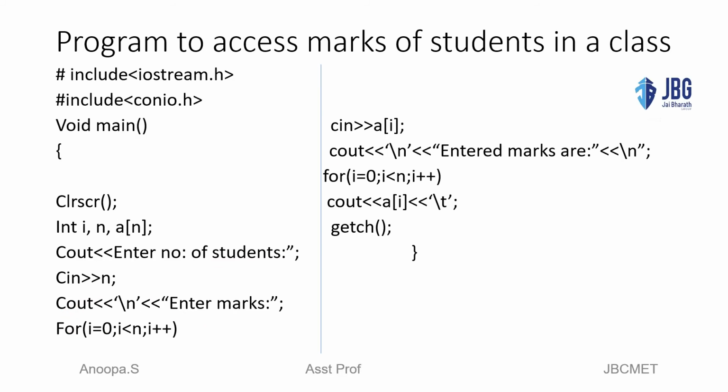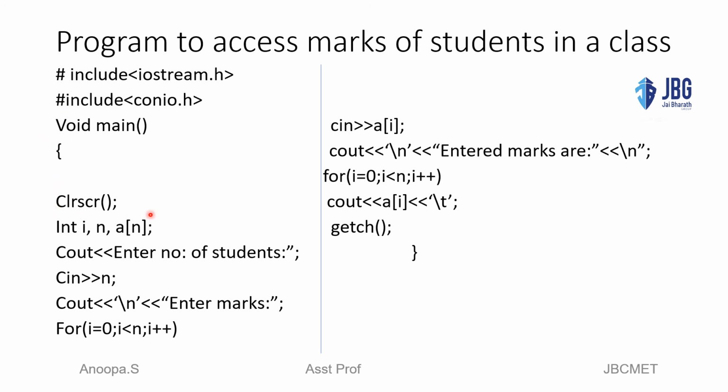So let us see an example. It's a program to access marks of students in a class. If I have 5 students, I am going to enter the marks of 5 students in an array and store it. So these are the header files, iostream.h, conio.h, then our main program.